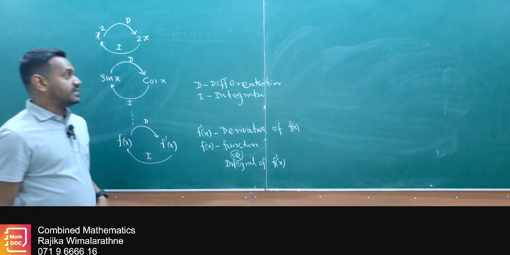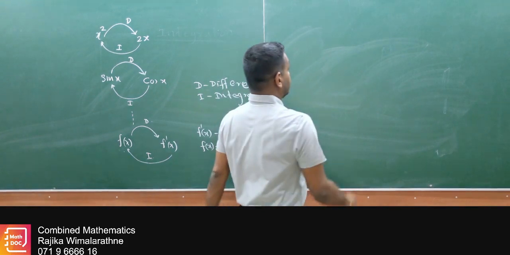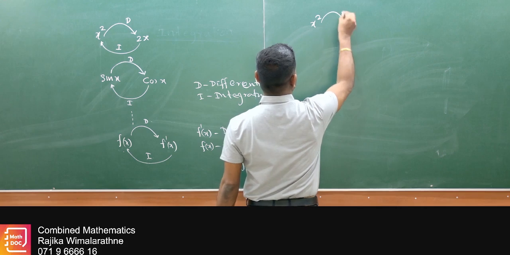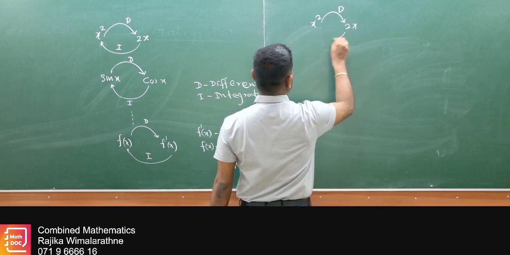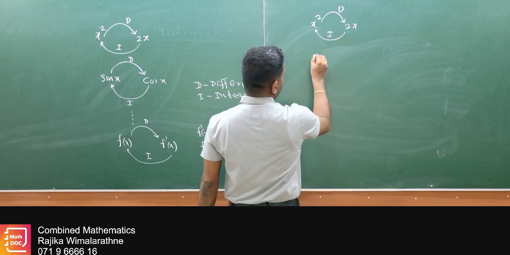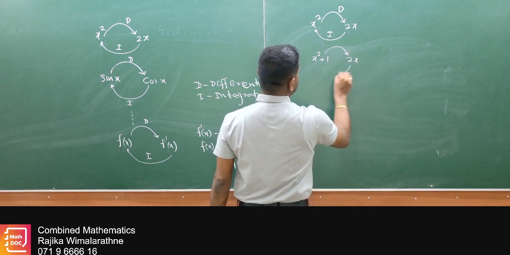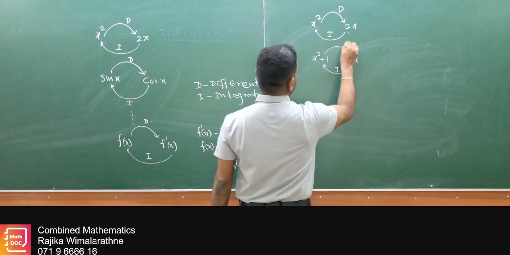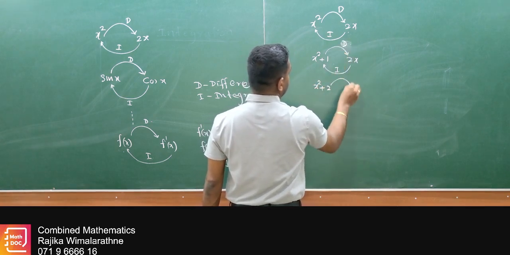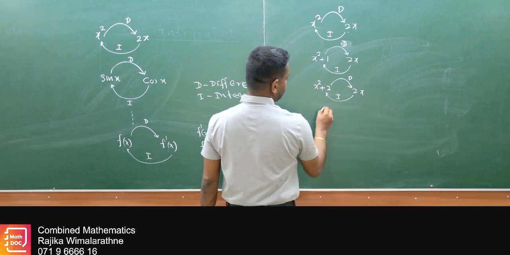That is the fundamental definition of integration. Now you see, x squared's derivative is 2x, then the integral of 2x will be x squared. Then x squared plus 1, derivative 2x, then the integral of 2x will be x squared plus 1. Then x squared plus 2, derivative 2x, integral will be x squared plus 2.